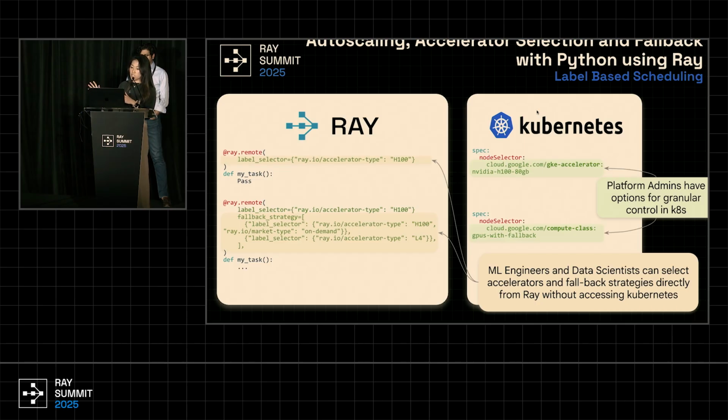What you're seeing on the left is essentially ML engineers and data scientists. They can do this in Ray. They don't have to touch a YAML file. They can use Python to narrate the fallback strategies: from H100s, fall back to H100 on demand, and then go to L4. So you can have a cost-aware fashion of how you distribute your accelerators, and all while platform admins retain their granular control over Kubernetes.